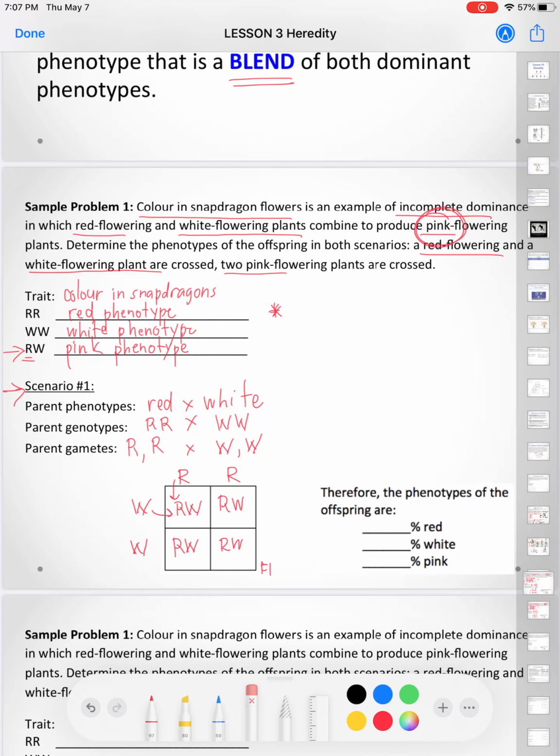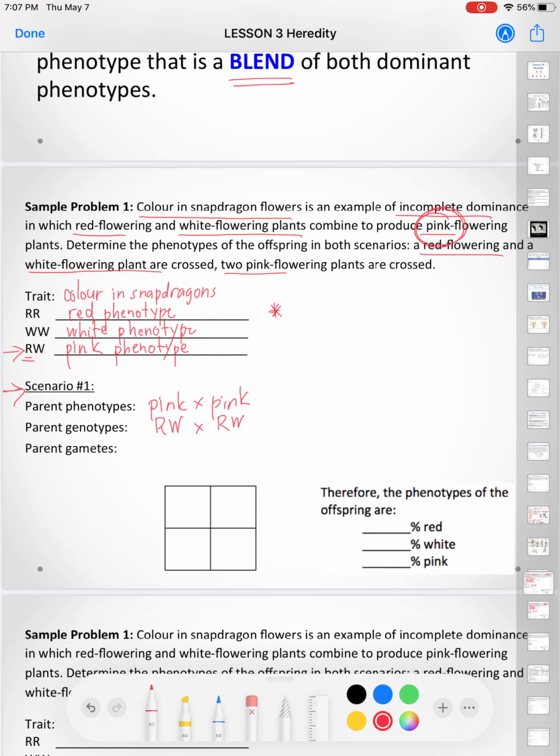Okay, let's try the other scenario here. I'm just going to erase this one, and we're going to try the next scenario. This is fun. Now we have 2 pink flowering plants crossed, pink times pink. The pink phenotype is our heterozygous individual, so we have 2 heterozygous parents, which is our blended phenotype. Each parent can make gametes that are haploid, which have either the R or the W. So this is kind of like monohybrid.